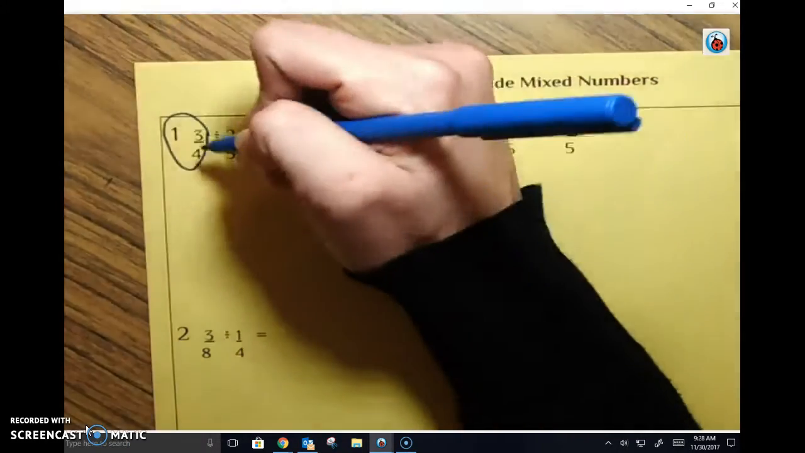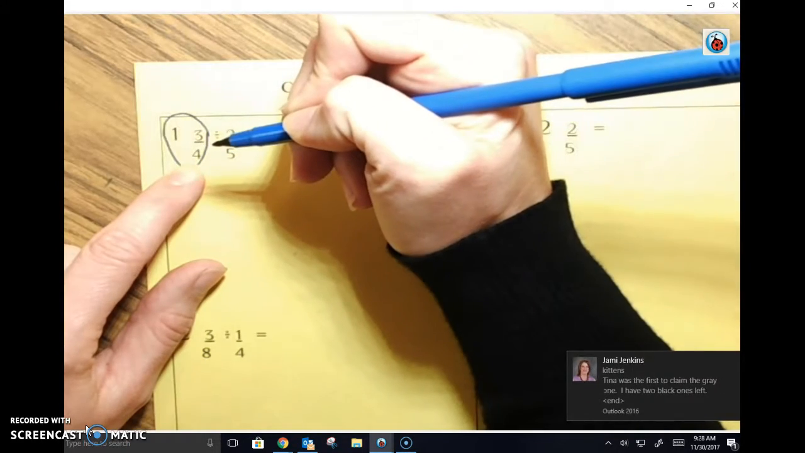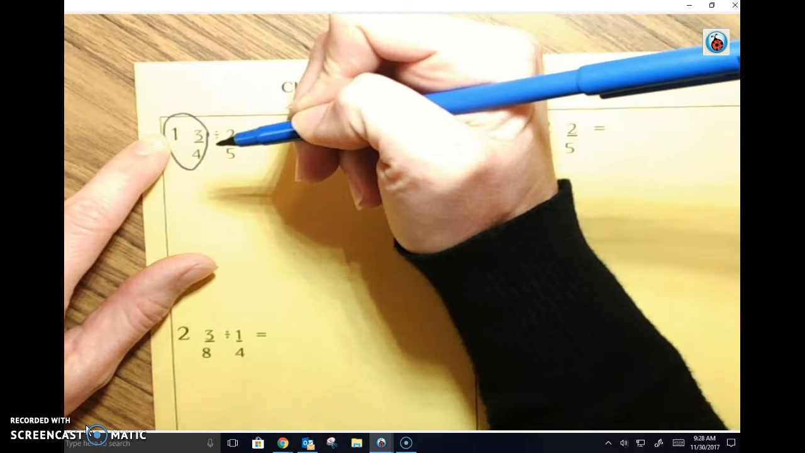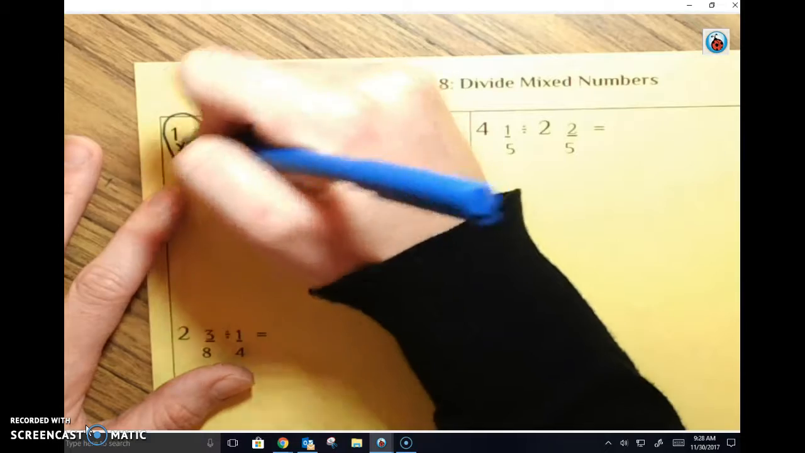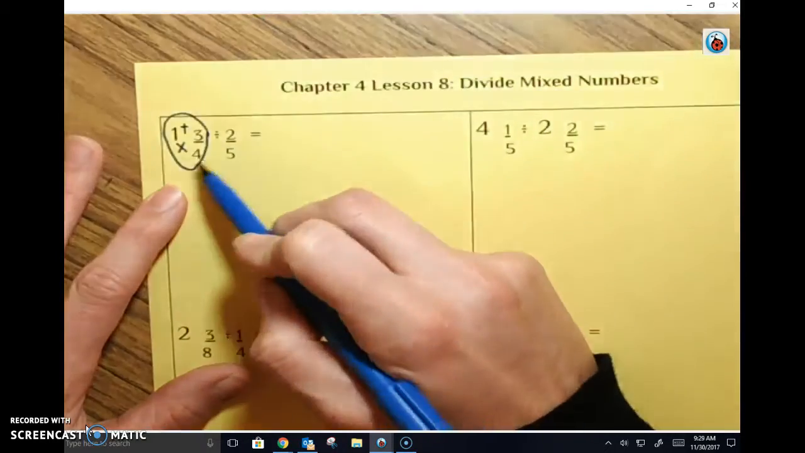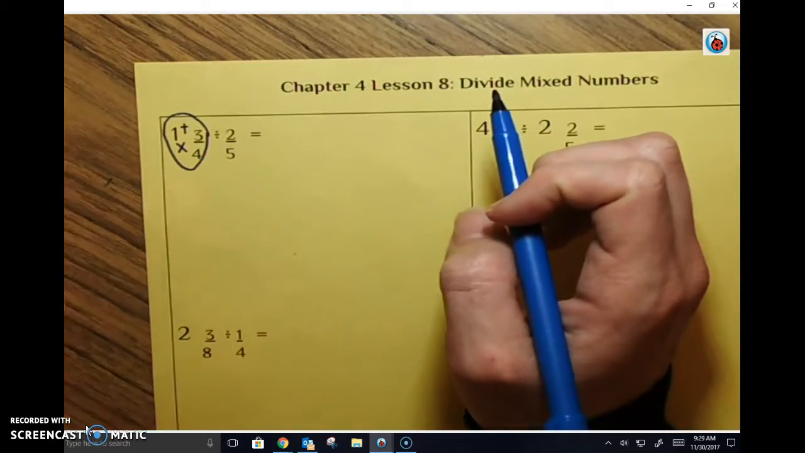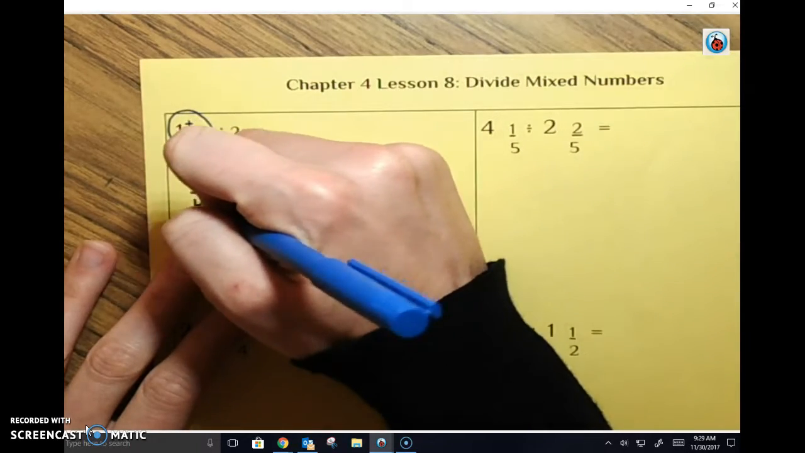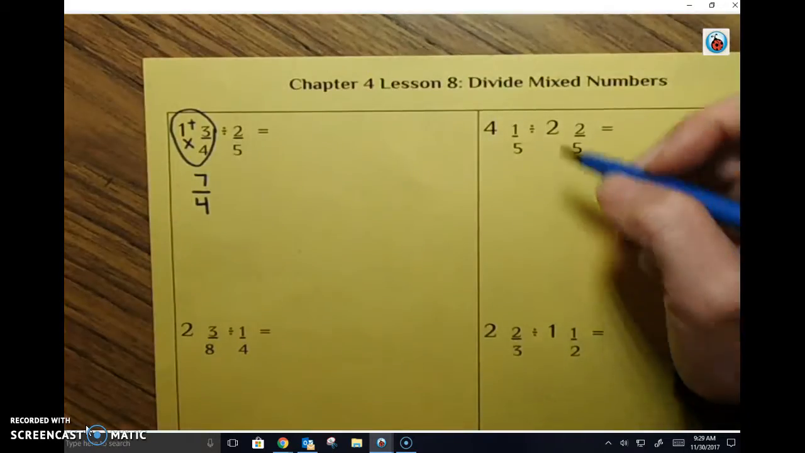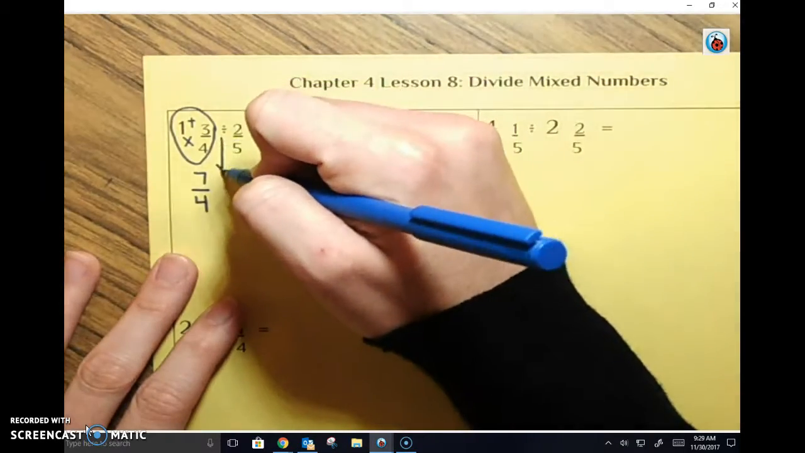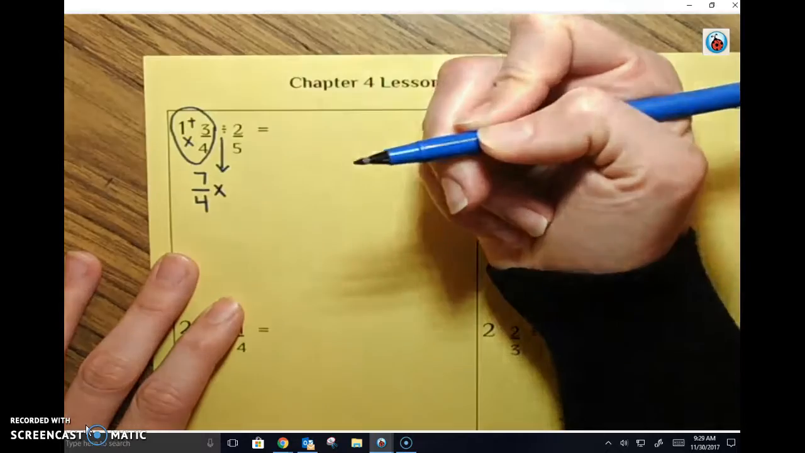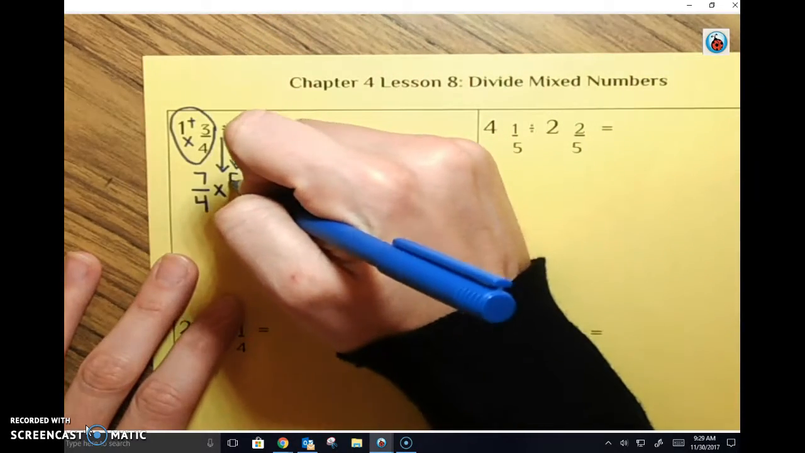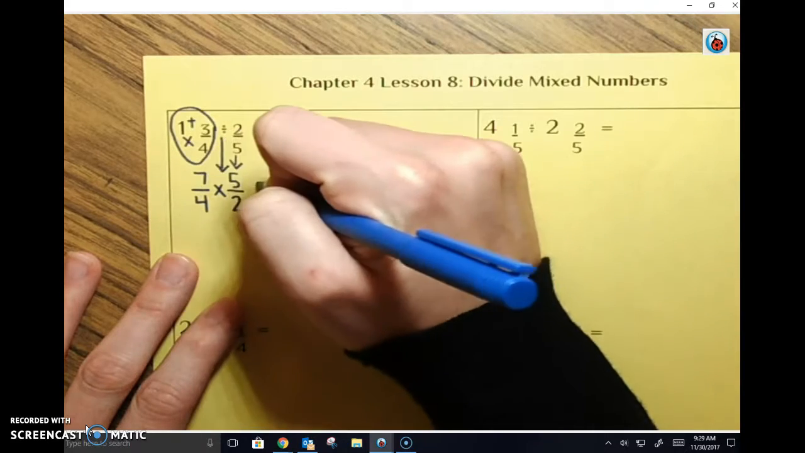Okay, so we first go by taking this bottom number, which is the denominator, and multiply it by the 1. So 4 times 1 plus 3. So what is 4 times 1 plus 3, Carter? 7. So we have 7 over 4. Now we're just going to do it like we've been doing. The division sign comes down, changes to a multiplication sign, and the second number does what? Flip, so it's 5 over 2.